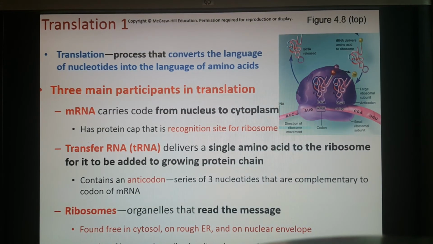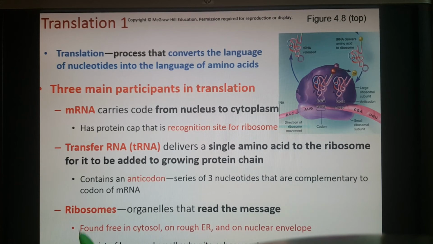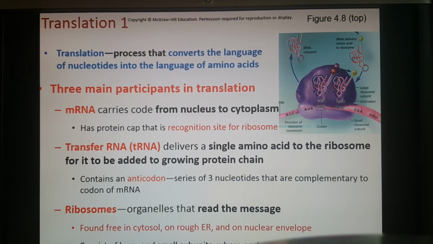Okay, next step: translating what was transcribed. So taking our mRNA copy of our gene and making it into a protein, converting the language of nucleotides into the language of amino acids. There are three main participants in translation.